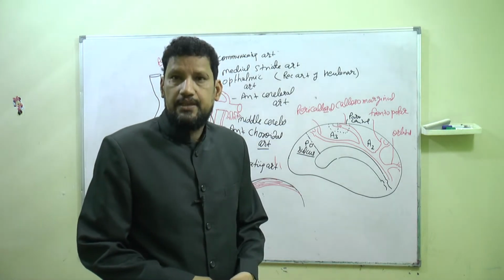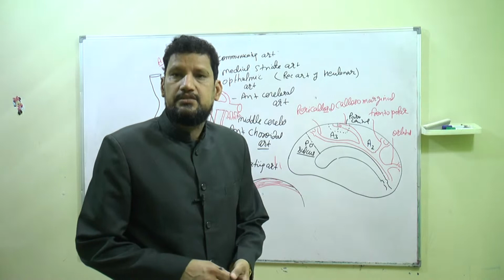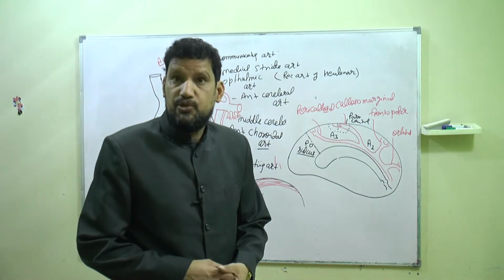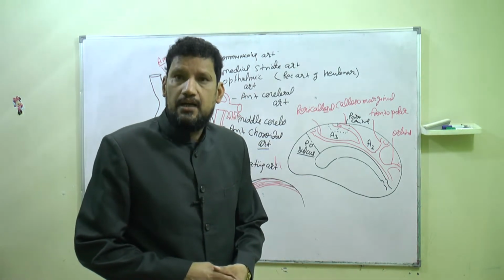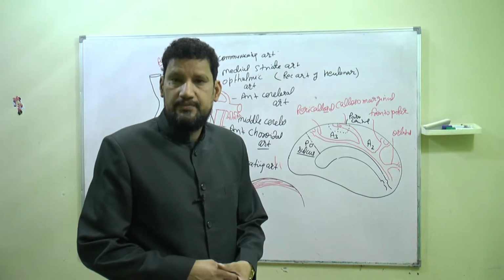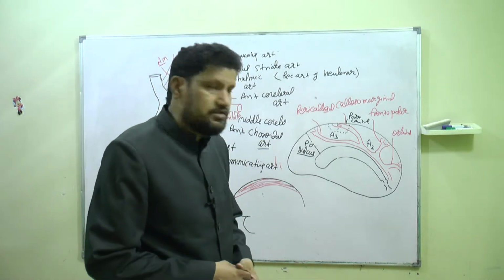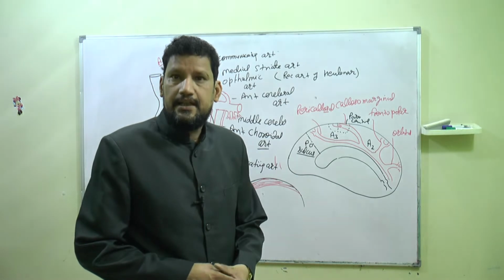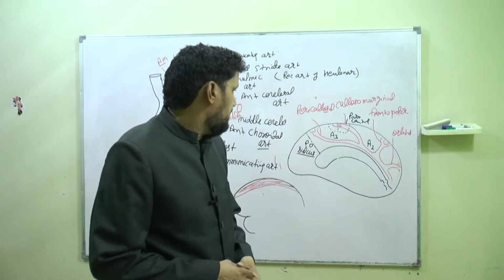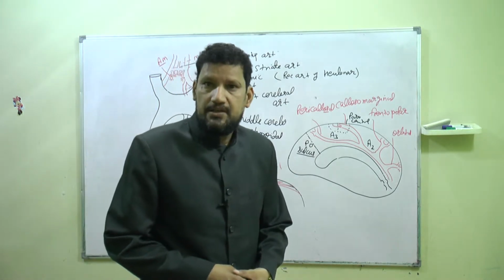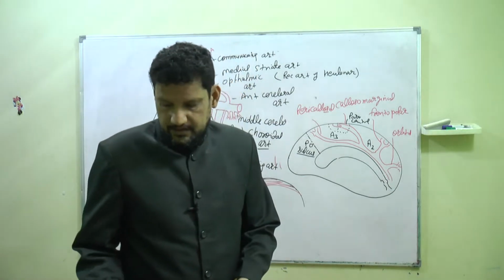Some part of the lateral surface is also supplied by the posterior cerebral artery in the posterior most part, or the occipital lobe, where the anastomosis between the middle cerebral and posterior cerebral artery is taking place.